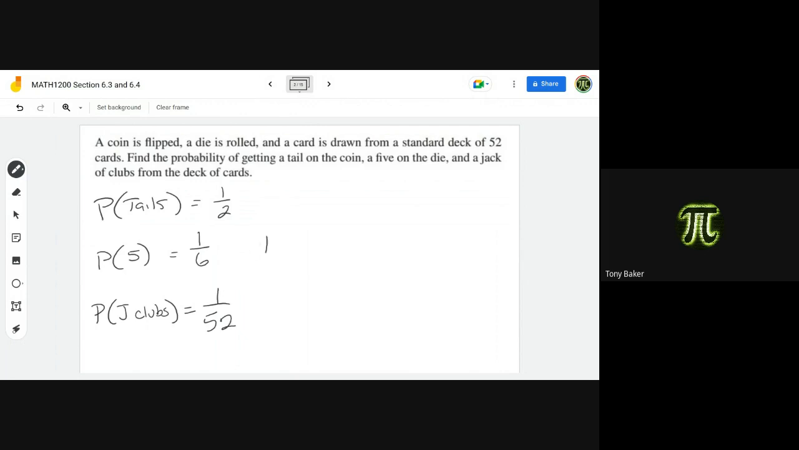So the probability of all these happening, the probability of tails and 5 and the jack of clubs, we then multiply 1/2 times 1/6 times 1/52. So 1/2, 1/6, 1/52.